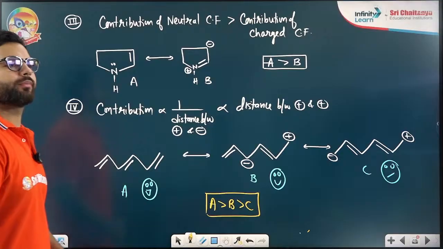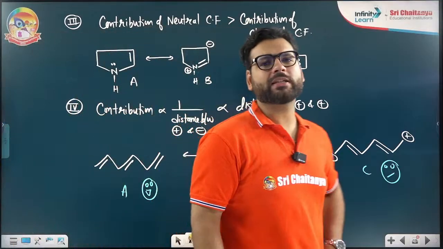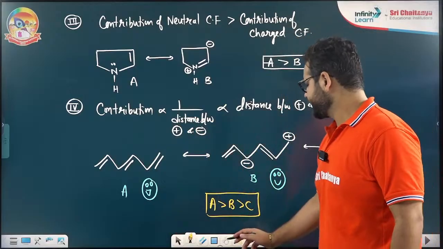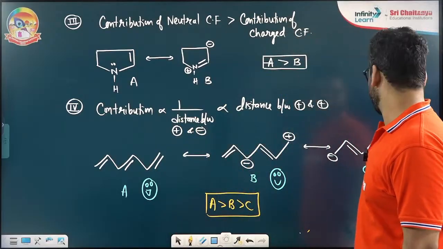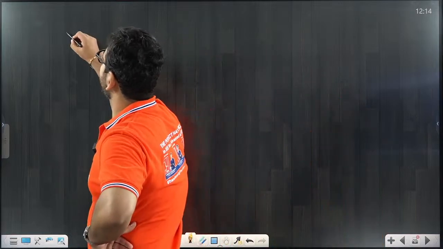A, B, C is the order. Okay, if charges are plus plus, then what do we do? You can see here, if charges are plus plus, then what do we do? We do the opposite. Example next, you can see here.